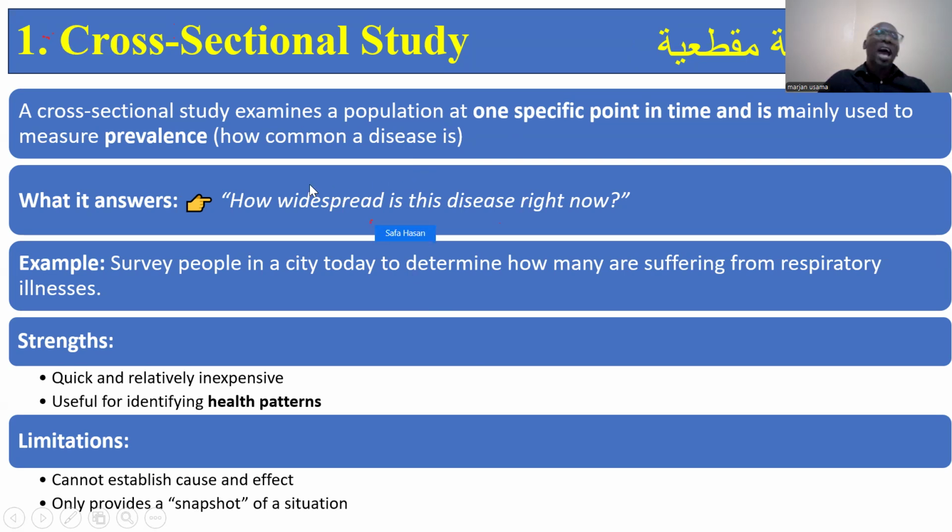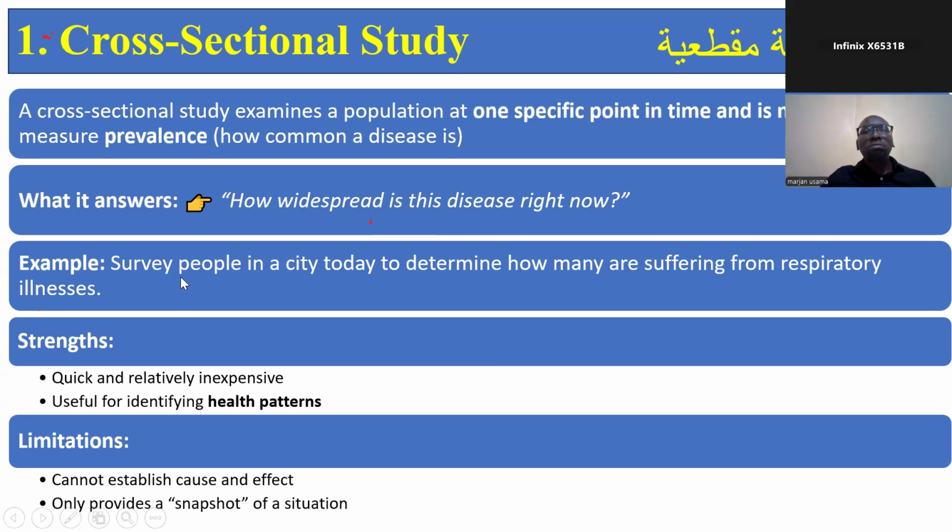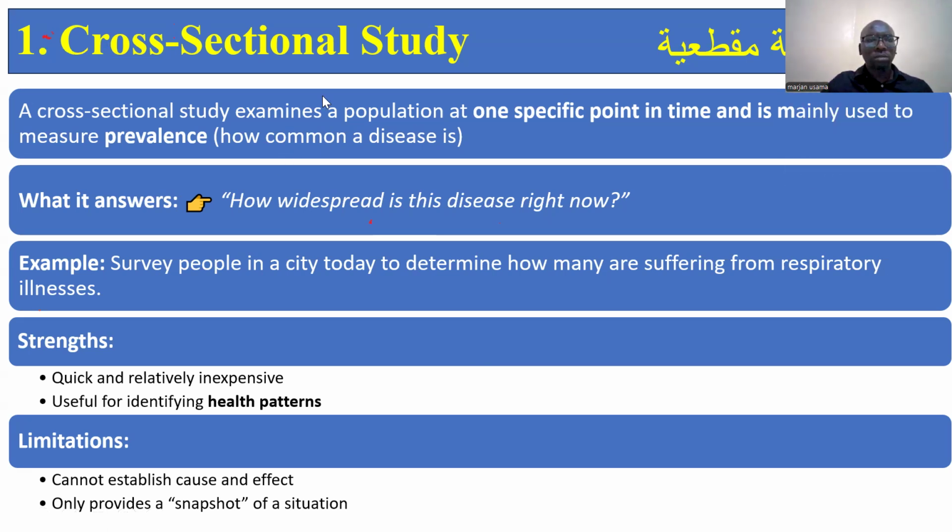So it normally answers how widespread is this disease right now. So for example, survey people in a city today to determine how many are suffering from respiratory illnesses. So you can also have a survey in observational studies.